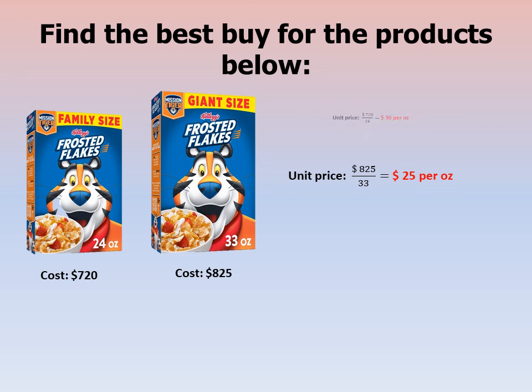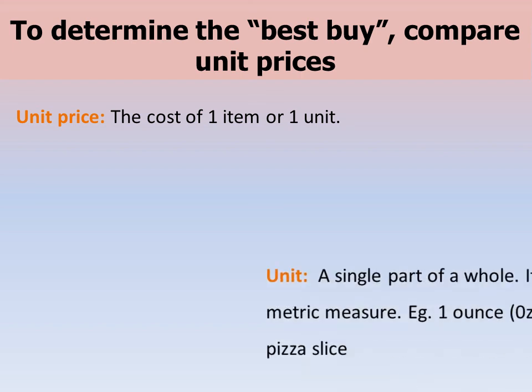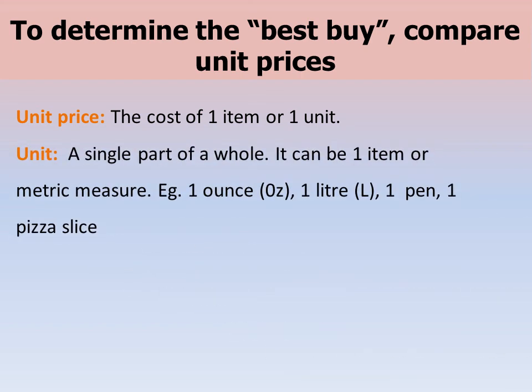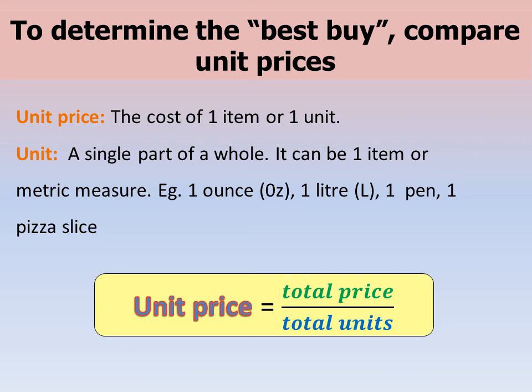Let's do a quick recap. Whenever we're doing best buys, we have to compare unit prices. And a unit price is the cost of one item. And a unit is a single part of a whole. The formula used to calculate unit price is the total price divided by the total number of units.